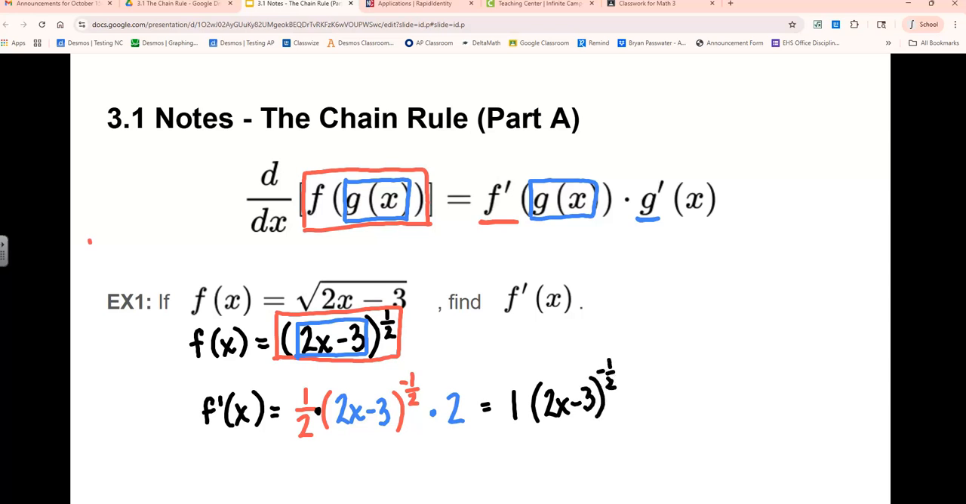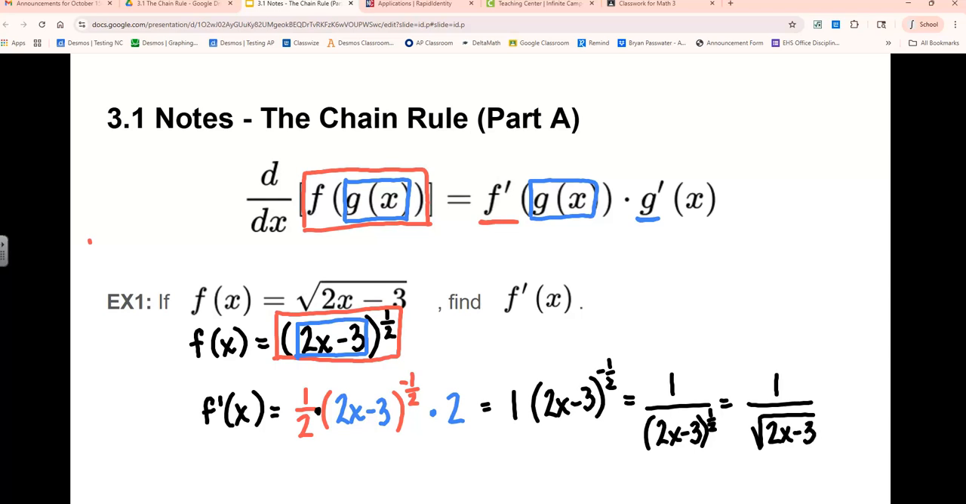They could leave it like this. They probably will not. They will probably move this back down to the bottom, 2x minus 3 to the 1/2. And they might even change it back to a square root.